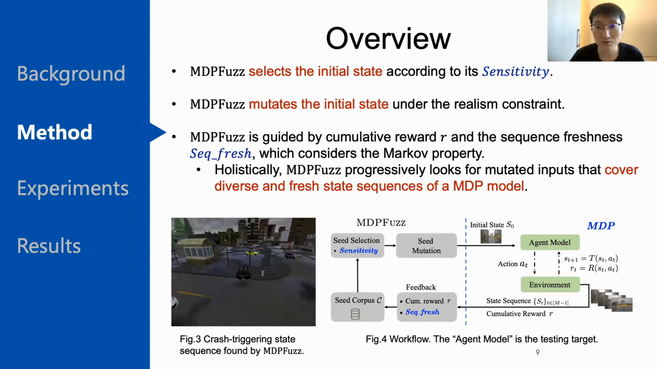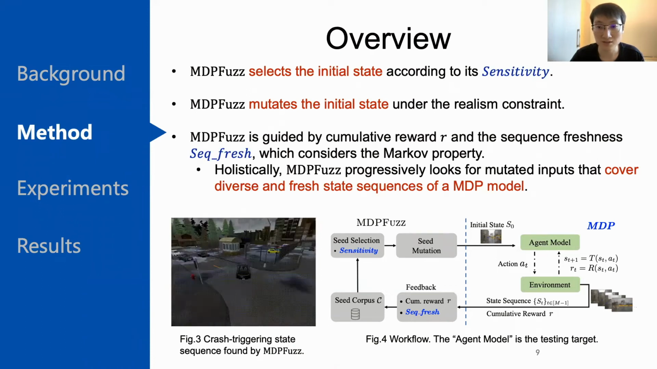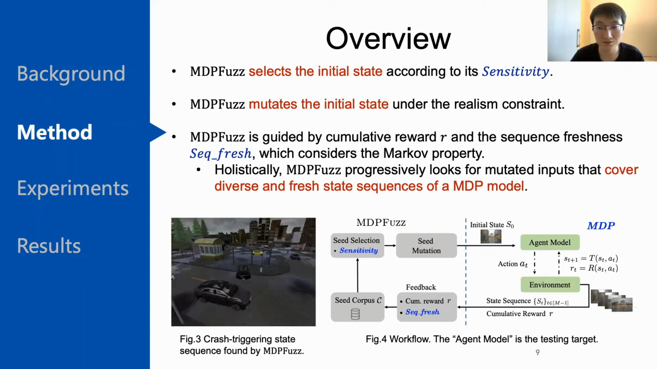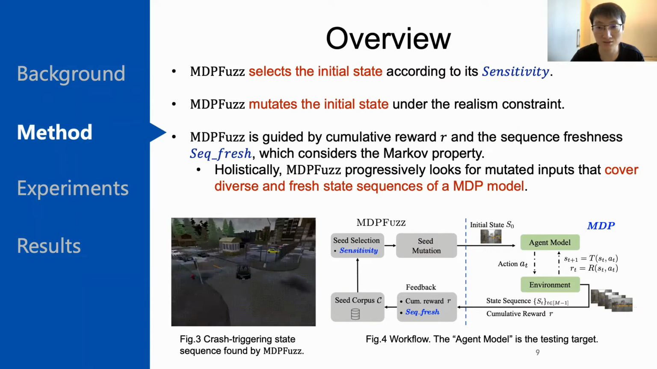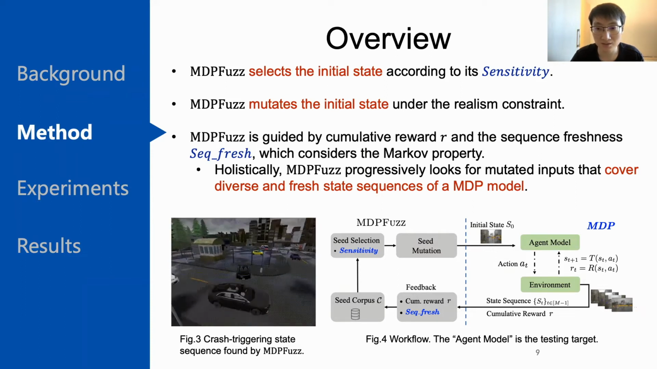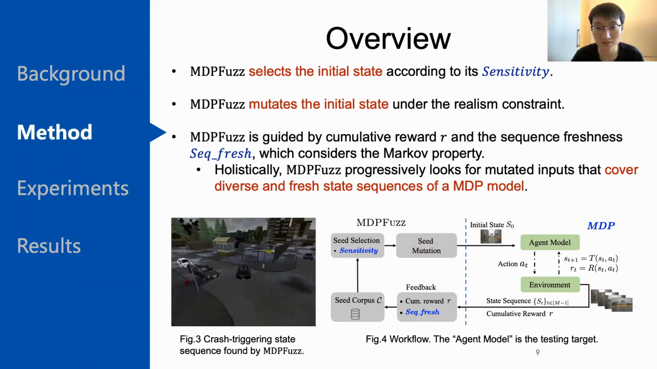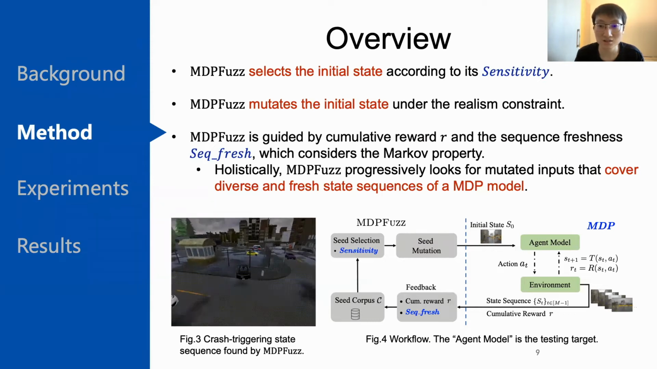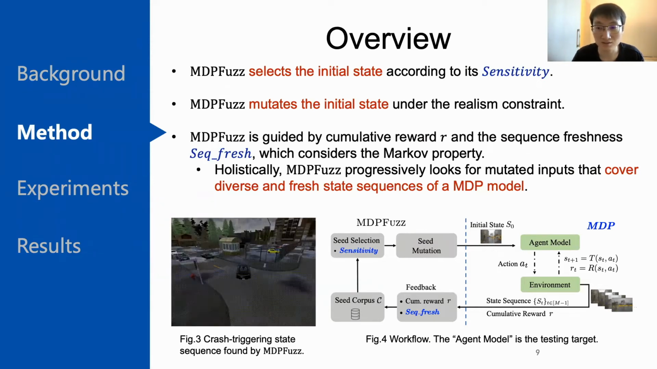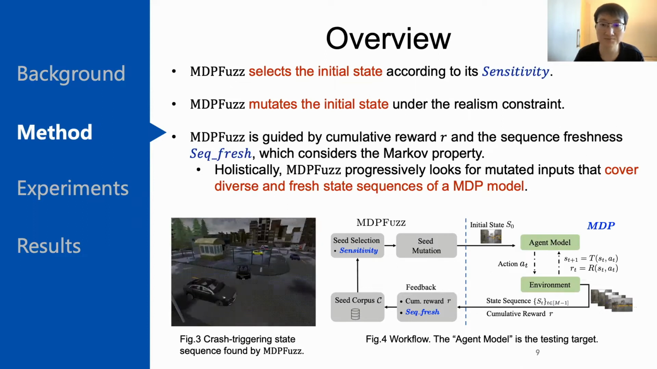Figure 4 illustrates the workflow of MDPFuzz, where MDPFuzz selects and mutates initial states and feeds the initial states to the target agent model. The target agent model will take the actions and the environment will step into next states according to the transition function T. The environment will also return the state sequence and the cumulative reward to MDPFuzz.